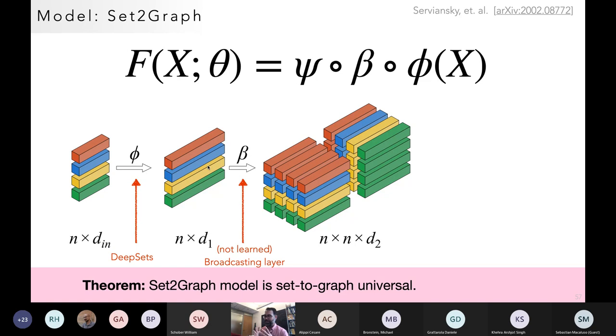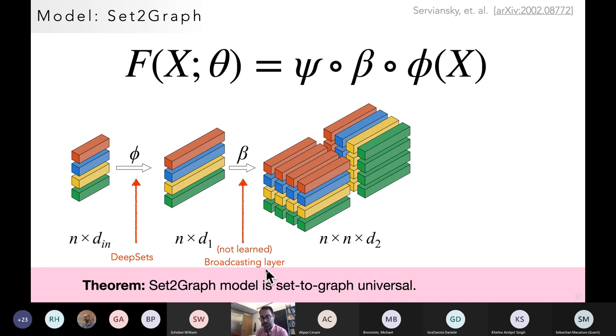It's not a learnable function. It's just taking these objects and shaping them into the target domain that we're interested in. So in this case, this is just a graph with normal edges, not a hypergraph. If you went to a hypergraph, the broadcasting layer would be more complicated.